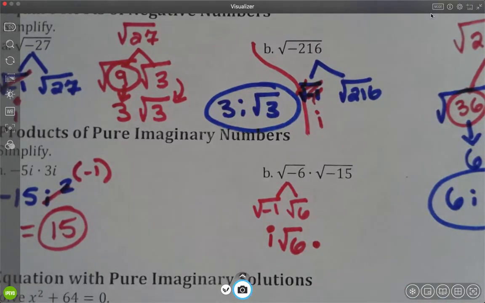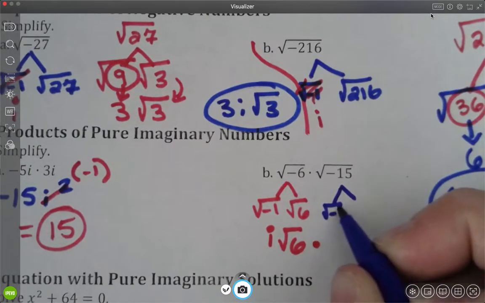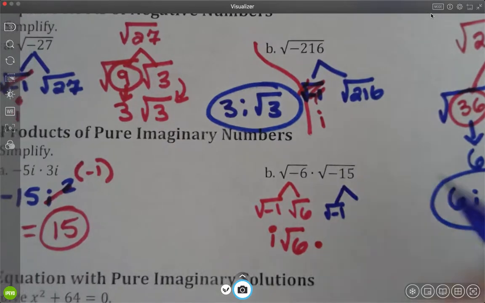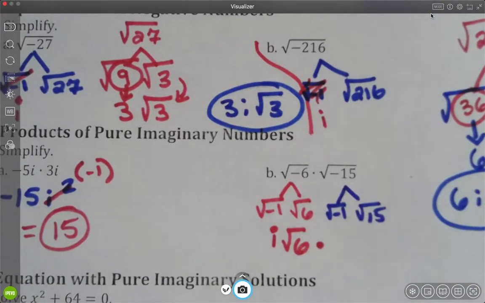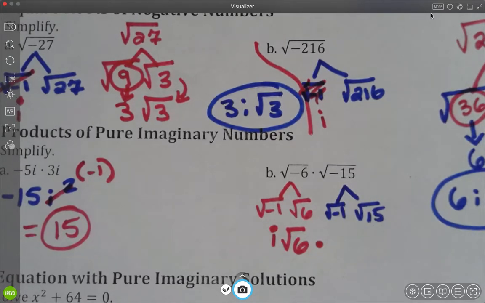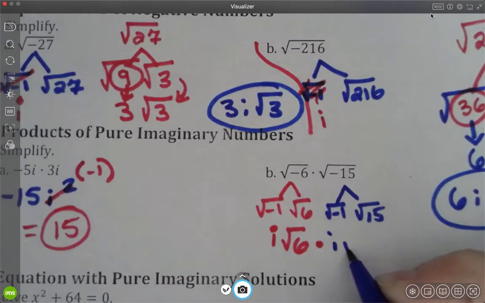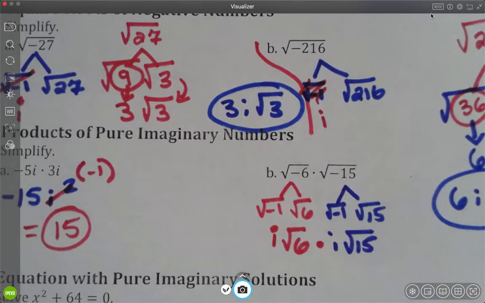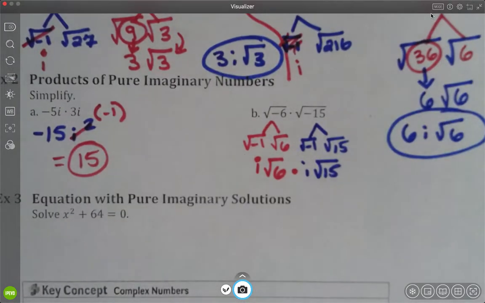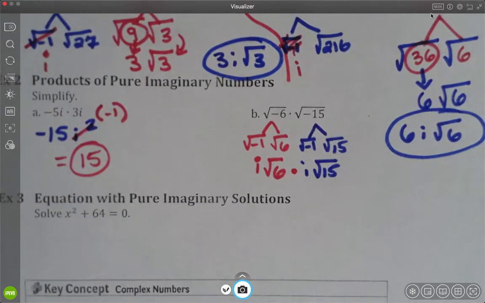I'm going to break that one down over here in blue. So I want to pull off a negative 1. The square root of negative 1 is i. Now, the square root of 15. Can you break down the square root of 15? Does 15 break down smaller? No. So this is just i times the square root of 15. The negatives go away with the i's. Just wait a second.